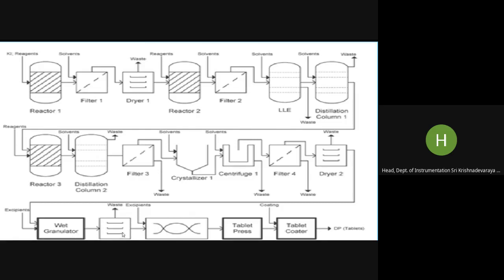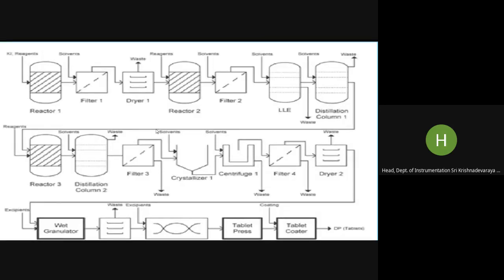Then again it goes to dryer 3, and then you have the blender, which is nothing but a mixing of all these things. Then you are pressing the tablets for different dimensions, then the tablet coater. Then we are getting the tablets. Tablet coating is very important here, so that when we put it on the tongue, it should not dissolve immediately. That is the reason why we have a coating for the tablet, and similarly we have a capsule for the granules. So this is a very general block diagram of making any particular drug.